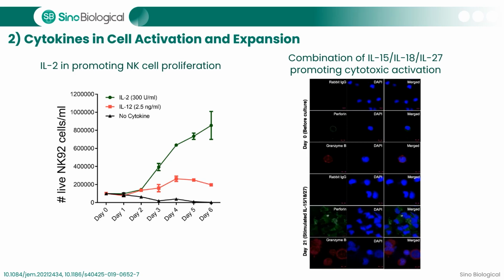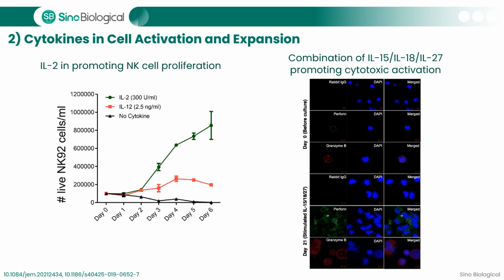Besides promoting cell proliferation, cytokines can also increase NK cell cytotoxicity by promoting activation. On the right side, we show an example. The researcher added a mixture of the cytokines IL-15, 18, and 27 to stimulate NK cell activation. The expression level of perforin and granzyme B also dramatically increased with this treatment of the cytokine mixture.